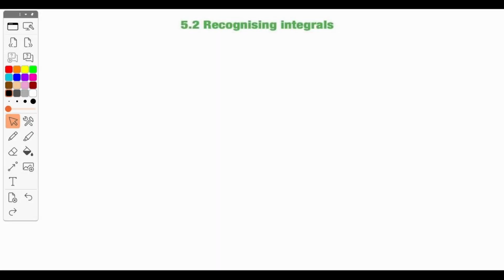Today, inshallah, we are going to study the second topic of the chapter integration. Topic title is recognizing integrals. Remember that integration is the inverse of differentiation.